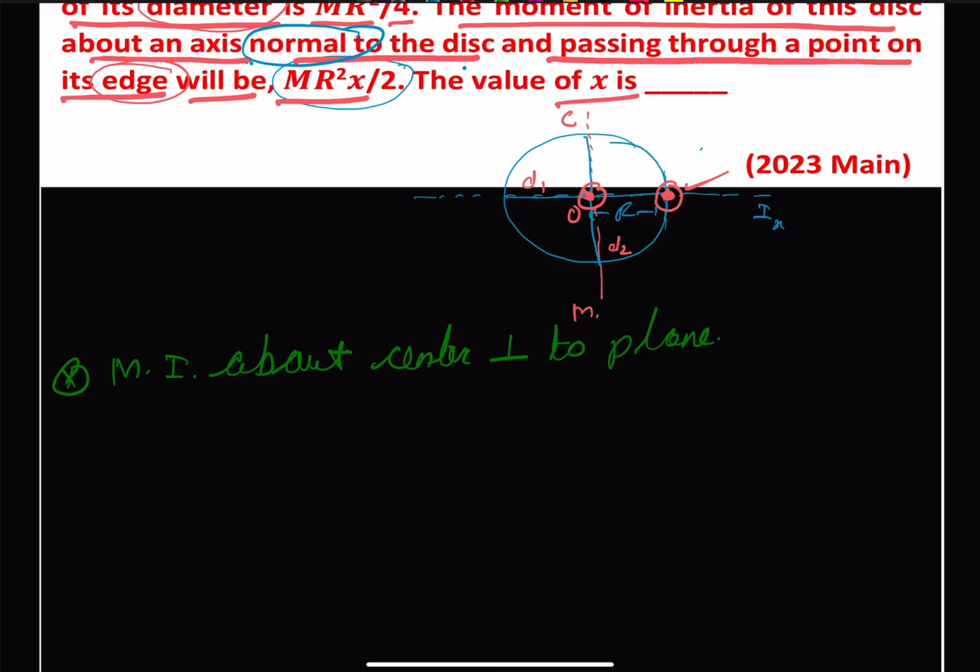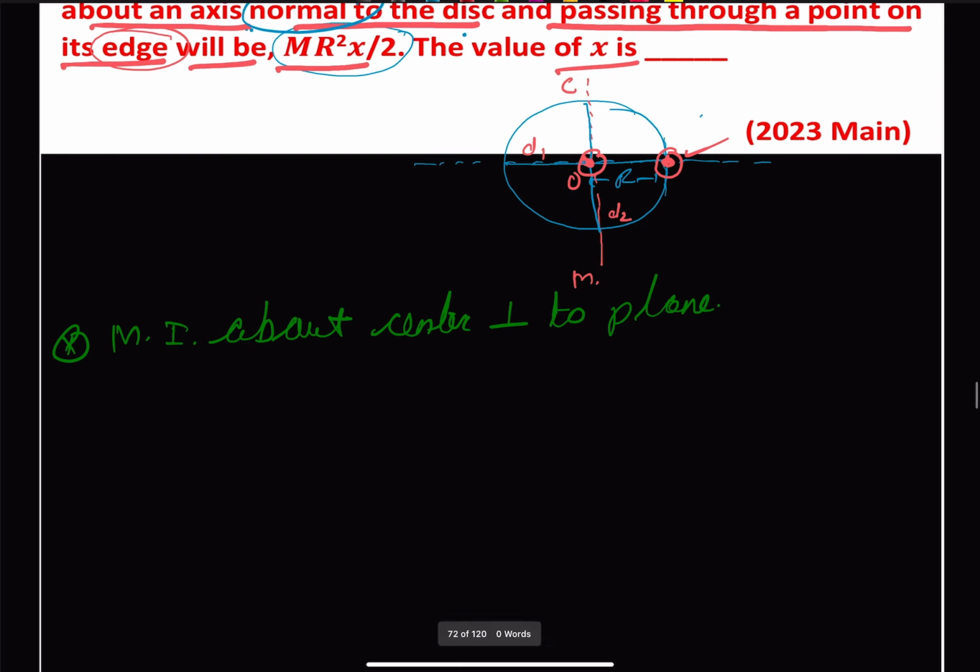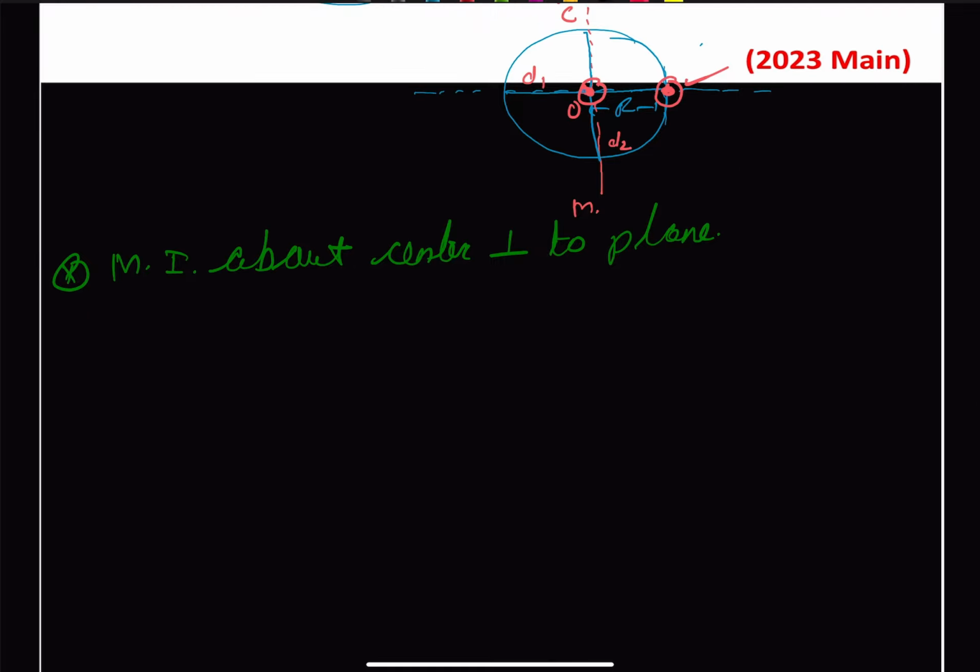And let us delete this also. So in this case, the moment of inertia about the center perpendicular to the plane, which is this axis. Let us call this A1 axis and this we are calling A2 axis. So this A1 axis is perpendicular to both D1 as well as D2.